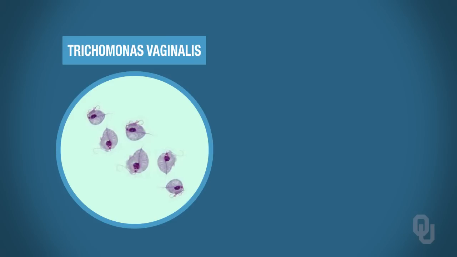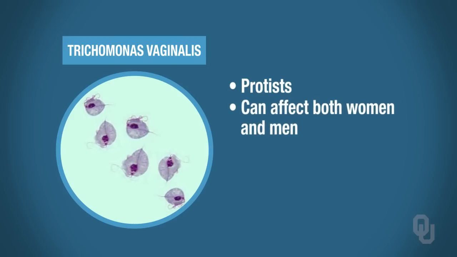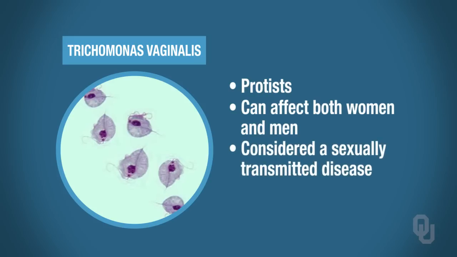Then there's Trichomonas vaginalis. So this is a protist. And based on the name, you would think that this pathogen only affects females. That's not true. Men can actually get Trichomonas vaginalis by coming into contact with females, so during sexual contact. So Trichomonas vaginalis is actually considered a sexually transmitted disease, an STD. So men can get Trichomonas vaginalis.